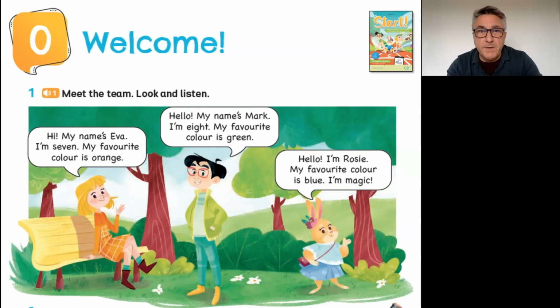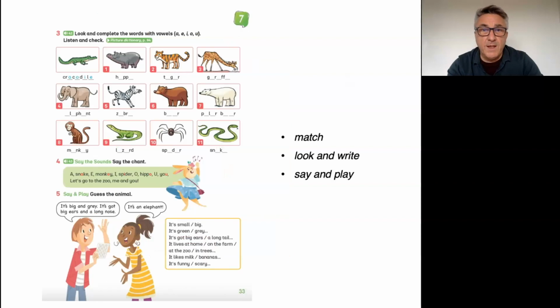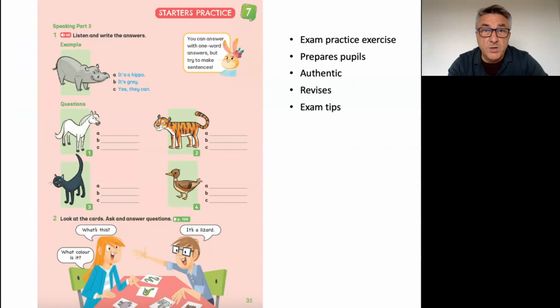Now let's take a look at some of the pages in the different levels. Let's start with Start. And you have here, for example, as always, a visual to get the students to learn new vocabulary and do some tasks related to it, and also in line with the sort of tasks and exercises that the students will have to do in the exam. We have some examples here. The language is always in context. The students have a chance to personalize their learning. There's always practice material to keep the students feeling that they are fully prepared for the exam, with tips along the way.